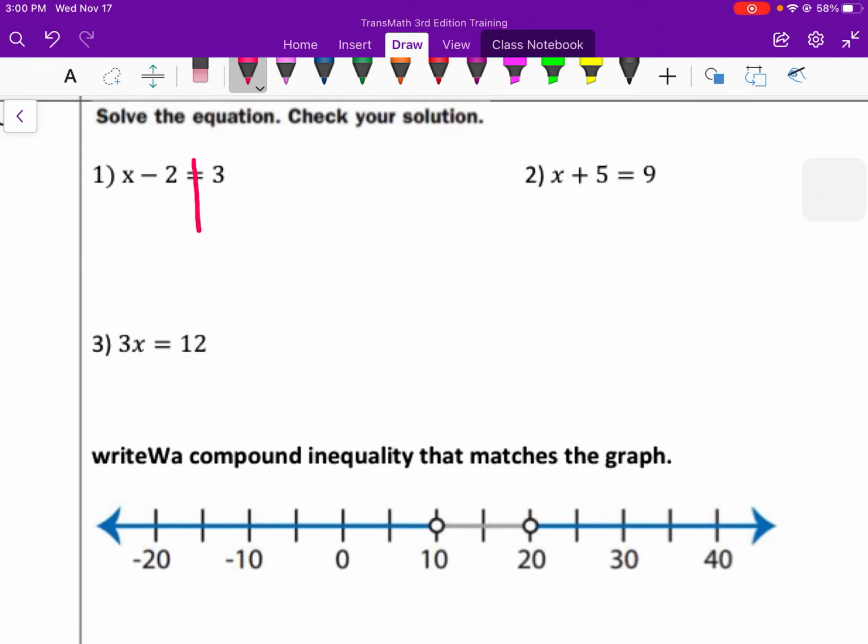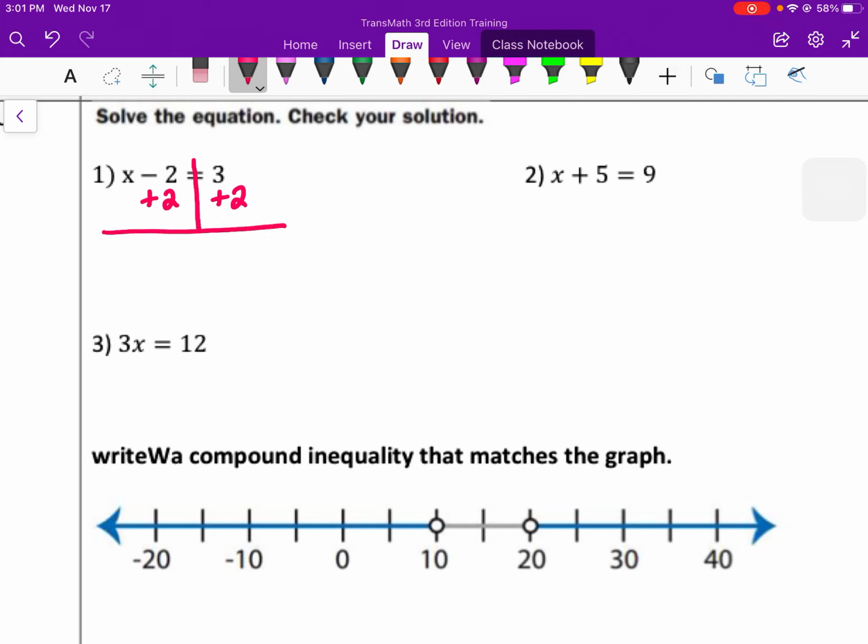So for the first one here, we have x minus 2 equals 3. If we want x by itself, the minus 2 is just like having a negative 2. And the inverse of minus 2 or negative 2 is to add 2. But we want to keep the equation balanced. That's why I put the line here. That reminds me that I have two sides to an equation.